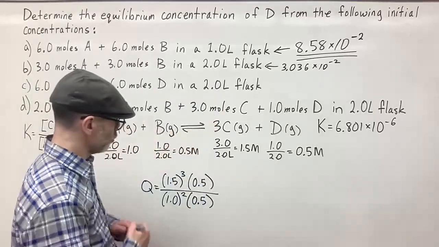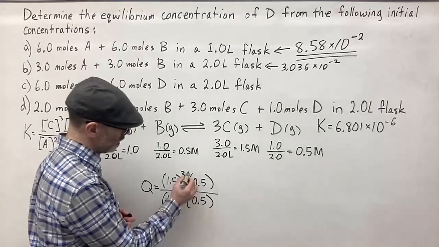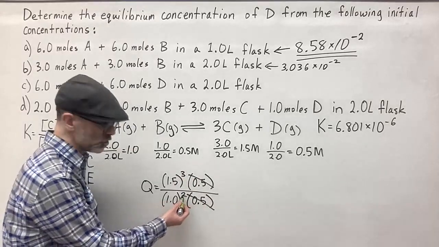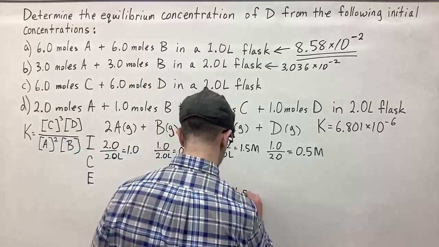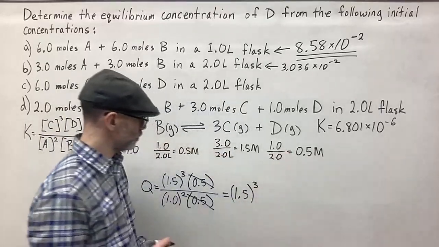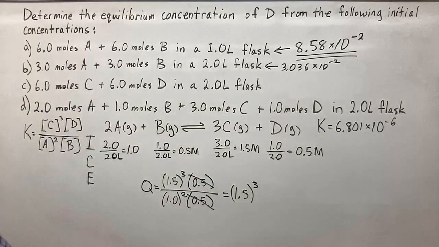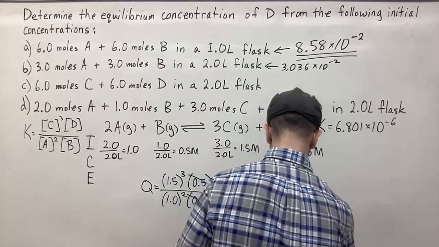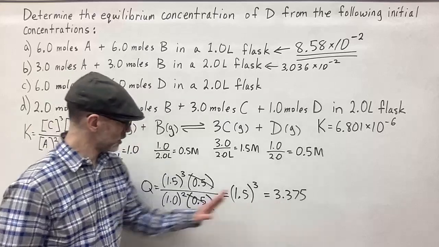You can notice here that we have 0.5 on the bottom, 0.5 on the top, so that'll cancel out. We have 1 on the bottom, and 1 squared is 1, so this ends up being 1.5 cubed. So all we have to do is take the cube of 1.5 and we get 3.375. Once again, so we have our reaction quotient.